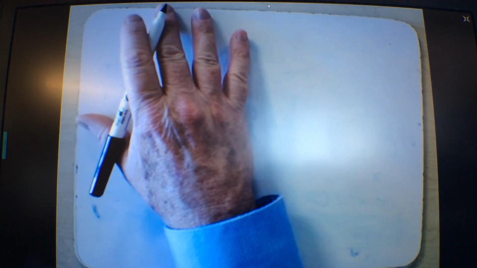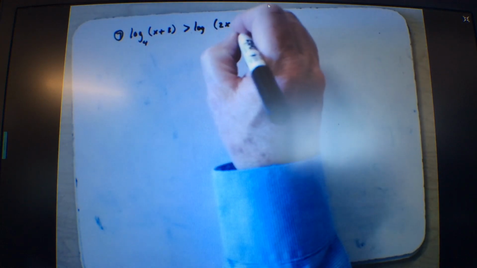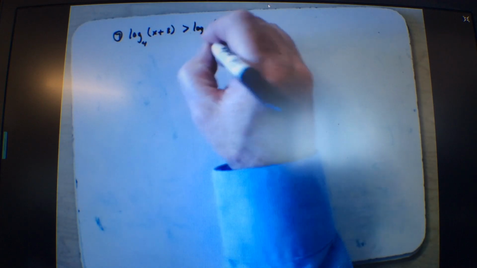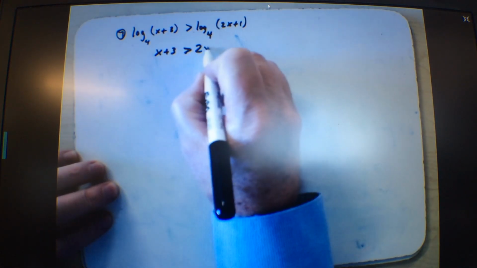Finally, on the next page, it says that if b is greater than 1, then the log of x base b is greater than the log of y base b if and only if x is greater than y, and it's less than if and only if x is less than y. So it's the same as comparison. All right, let me show you an example. Let's say that I have the log of x plus 3 base 4 is greater than the log of 2x plus 1 base 4. Do they have the same base? Yes. Therefore, I can drop the logarithms and say this. You got it?